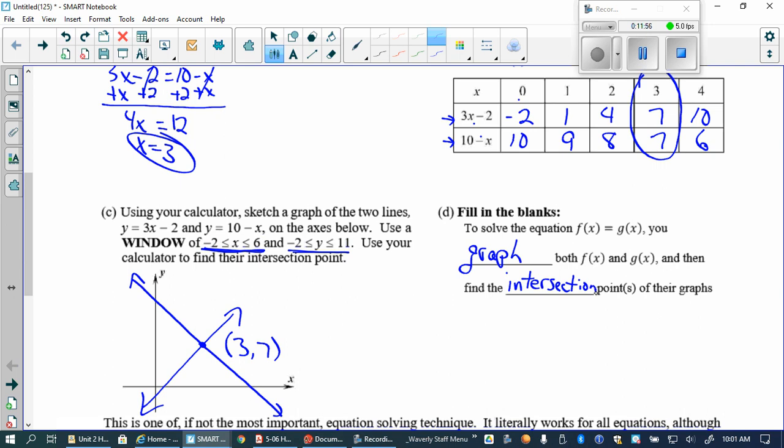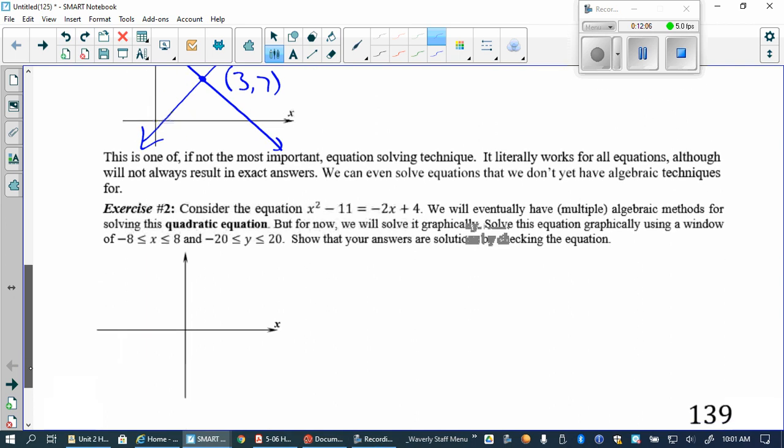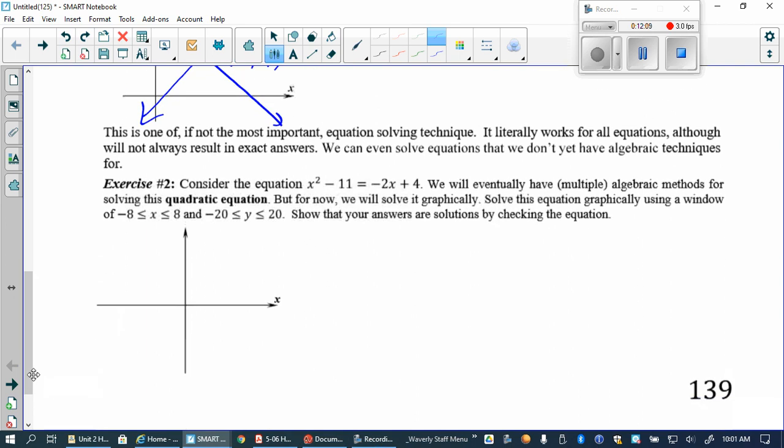If you do it carefully with some graph paper, you can do this fairly accurately by hand too. You need the calculator. Okay, let's move on to exercise 2.